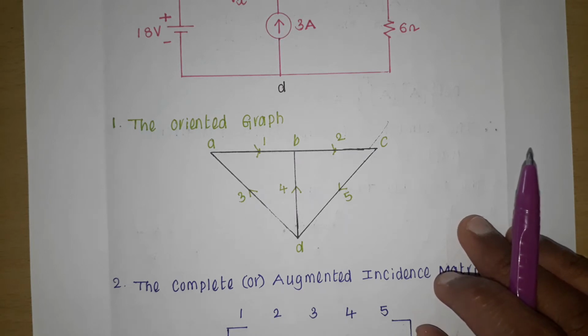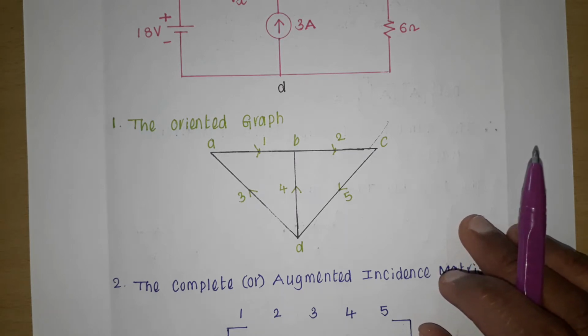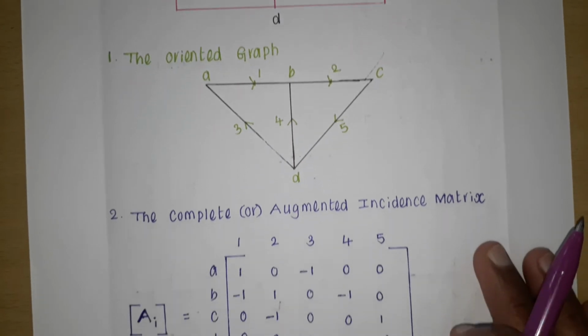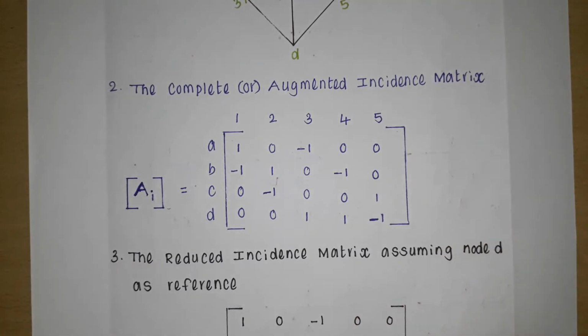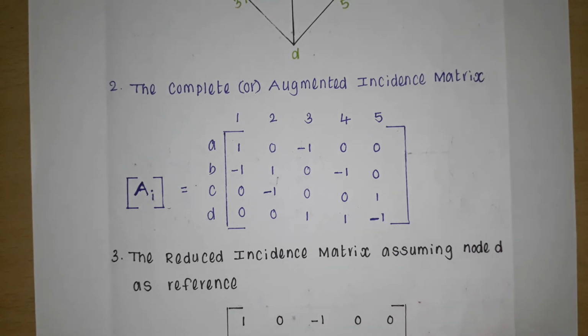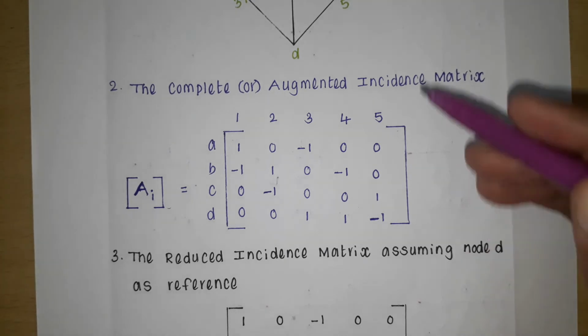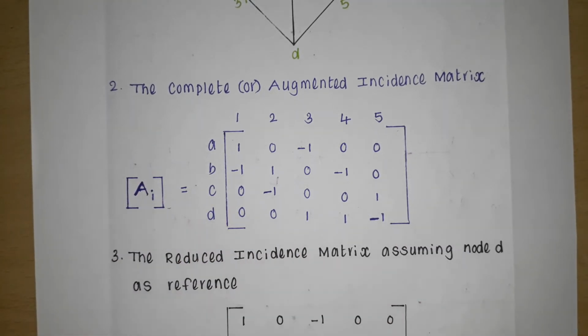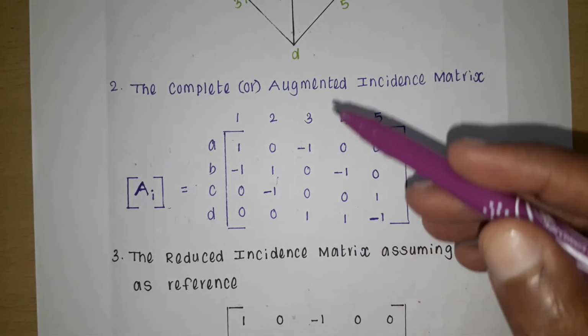From the oriented graph we can get the complete or augmented incidence matrix. The augmented incidence matrix defines the oriented graph. The number of rows is the number of nodes A, B, C, D, so 4 rows, and the number of columns is the number of branches. Here there are 5 branches, so I get 5 columns, and this incidence matrix is represented with Aa. We have to fill it column wise.